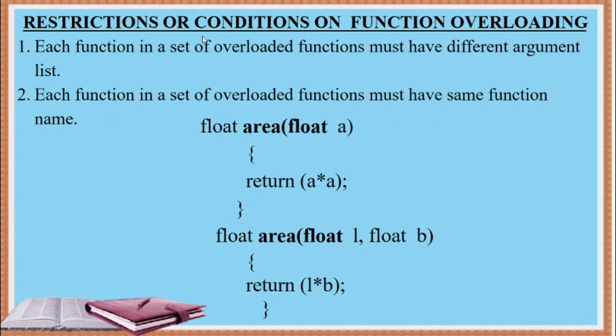Next is restrictions or conditions on function overloading. So when you are writing function overloading, what are the restrictions, or what all things should be taken care of? Each function in a set of overloaded functions must have different argument list. That is, function name can be same but argument list should be different. Each function in a set of overloaded functions must have same function name. That means all the overloaded functions should have the same name. These are the two restrictions on function overloading programs.